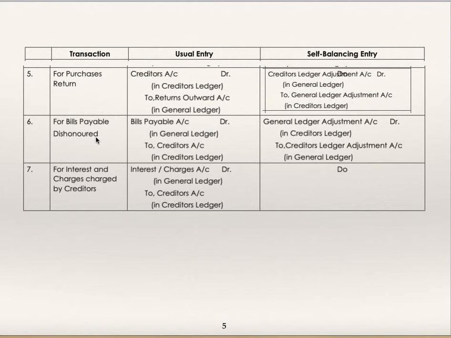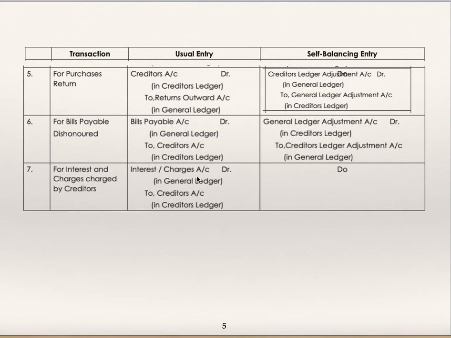For bills payable dishonored, bills payable account debit to creditors account is normal entry. Bills payable is getting dishonored, so creditors balance will increase. In order to show this, you have to credit creditors and debit bills payable. So bills payable to creditors is normal entry and general ledger adjustment account debit to creditors ledger adjustment account is self-balancing entry.